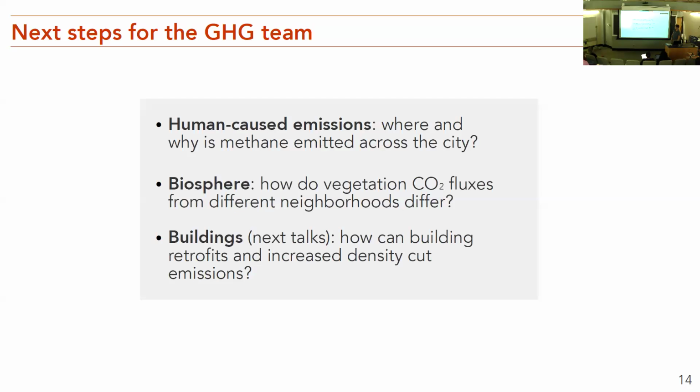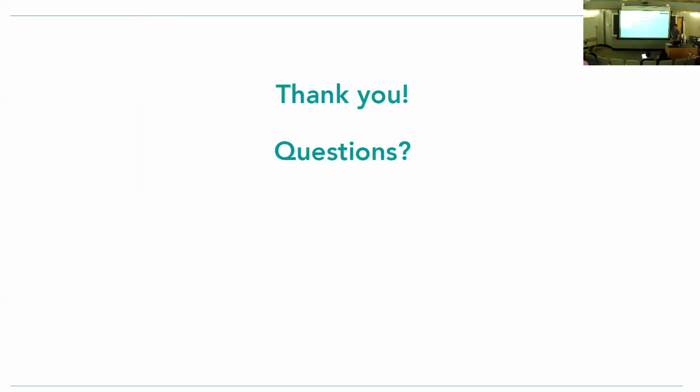Okay, so next steps. In terms of human caused emissions, going back to methane, we really want to understand where and why methane is being emitted across the city. In terms of the biosphere, going back to the work that Ken Davis's group is doing, we want to understand how CO2 fluxes from vegetation differ in different neighborhoods. And then lastly, we're going to have several talks in this greenhouse gas session that are specifically going to focus on buildings, and how building retrofits and increased density can help us cut greenhouse gas emissions across the city. So that's all I've got, and hopefully that's a good overview and an introduction to some of the talks that are to come.